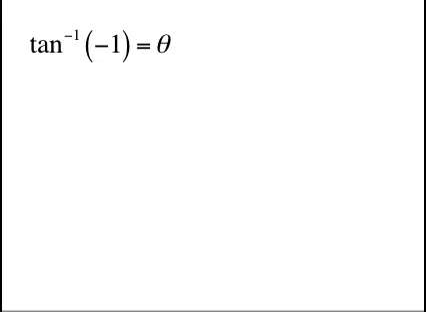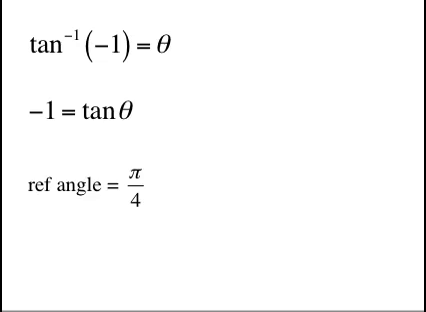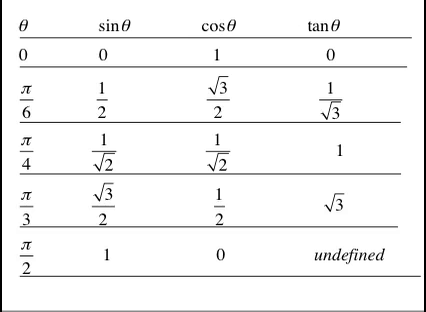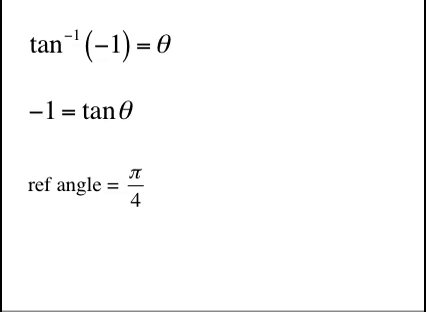So here's an example. The inverse tangent of negative 1 equals theta. How are we going to do this? We're going to, of course, say tangent of theta is negative 1. And what's our reference angle? Well, our reference angle is pi over 4. Why is that? Ignoring the negative sign, we see that the tangent of pi over 4 is 1. So the reference angle I'm interested in here is pi over 4, and I've got to decide which quadrants those values will be. So what do we know?